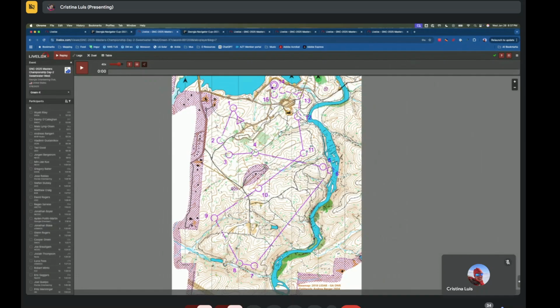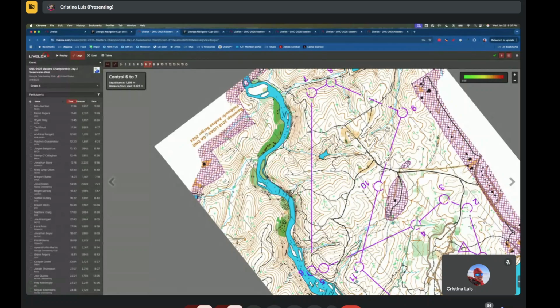So taking a look at the course, the one that we're going to look at first is this 6 to 7, which you can see is the longest leg on the course, and it was after a little bit of running, so people have gotten used to the terrain. But first really long route choice leg. So let's take a little look. Here we go.